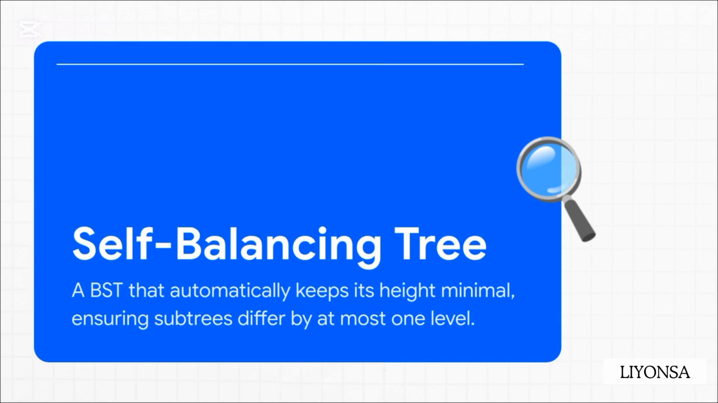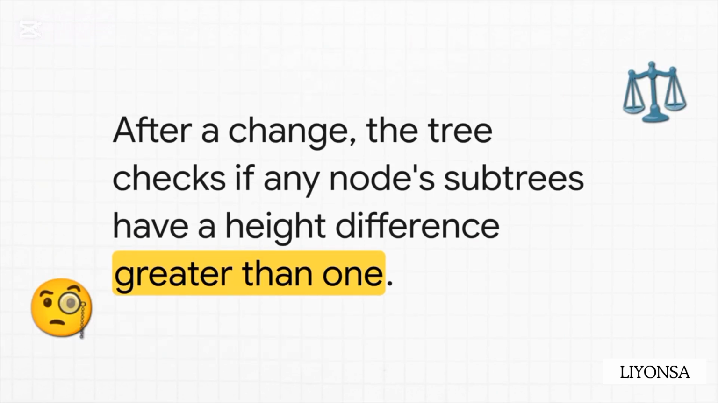It has a rule that says the 2 branches below any point can never have a height difference of more than 1. Think about it like this. Every single time you add or remove an item, the tree does a little self-check. It looks up from where the change was made and asks, hey, did this change make anything lopsided? Is one side of me now way taller than the other?